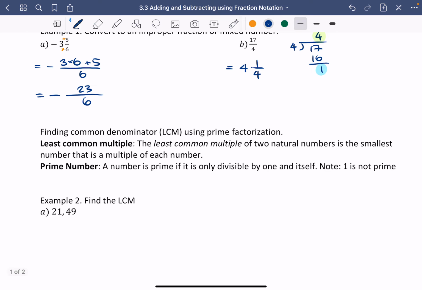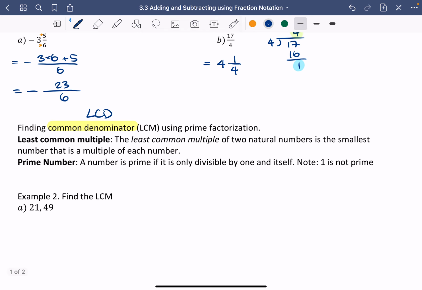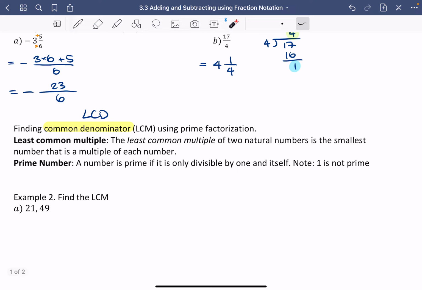Next, we're going to learn how to find a common denominator. The lowest common denominator is also called LCD. Finding the LCD is the same as finding the LCM, the lowest common multiple of the denominators. Let's see what lowest or least common multiple means. The least common multiple of two numbers is the smallest number that is a multiple of each number.